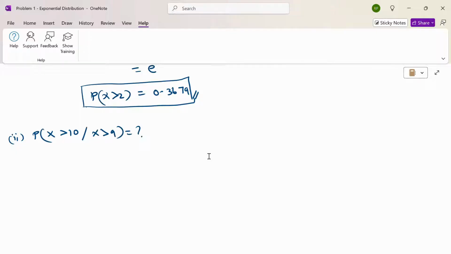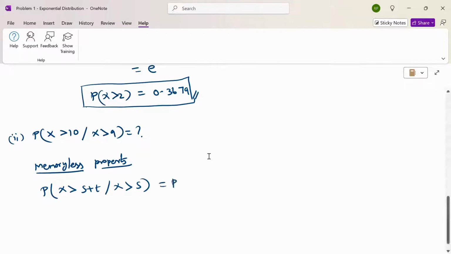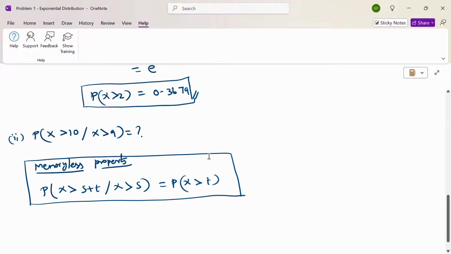This is our question. Now before that, the memoryless property. So what is the memoryless property? The probability of x greater than s plus t, given x greater than s, is nothing but x greater than t. So this is the memoryless property. We can apply it in two ways: one is using conditional probability, another is using the memoryless property.